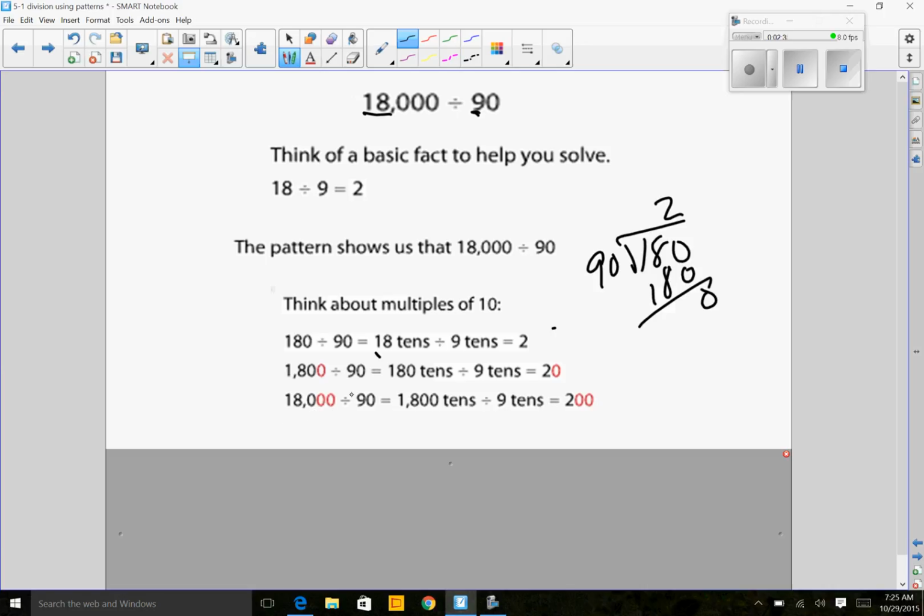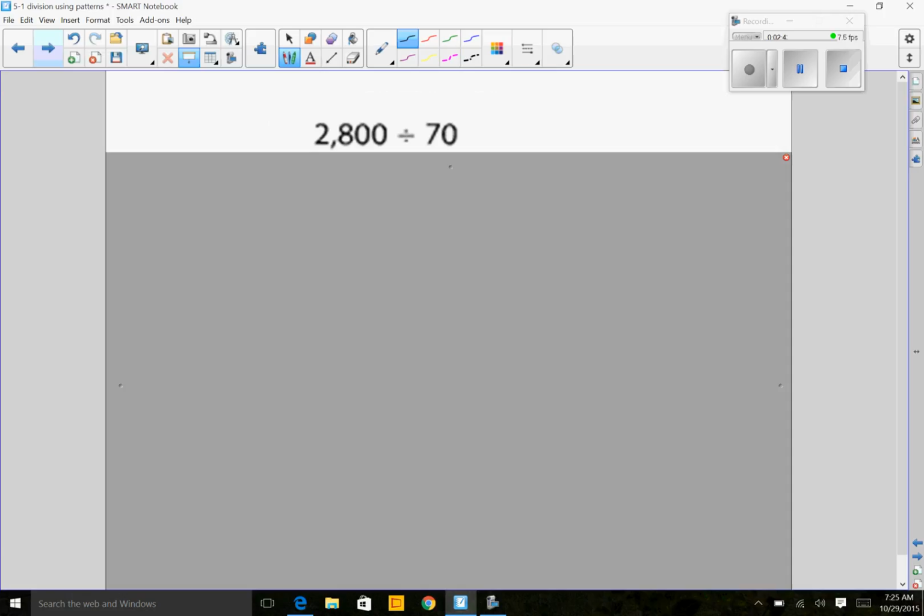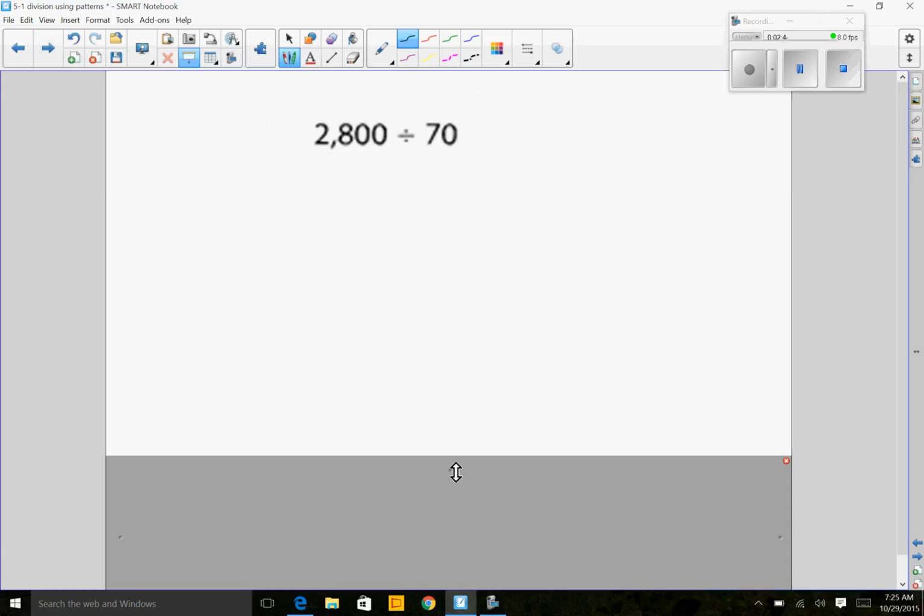And then we have these zeros we have to deal with. Okay, if you're a little confused, let me just show you exactly. That's the pattern that we're following. So say we're doing 28,000 divided by 70. This is basically the way you're going to do this.